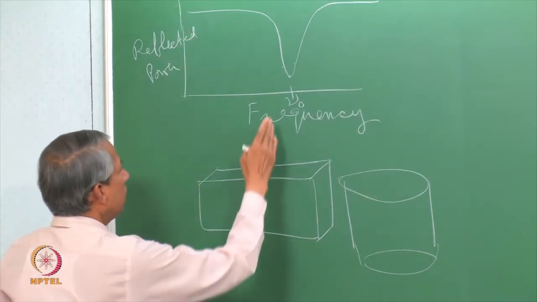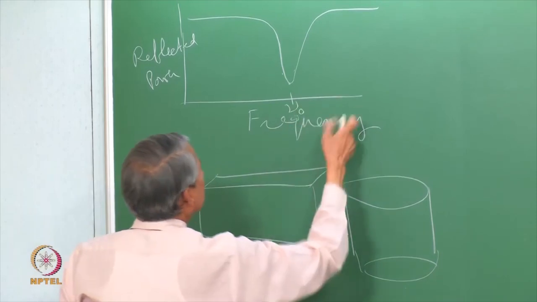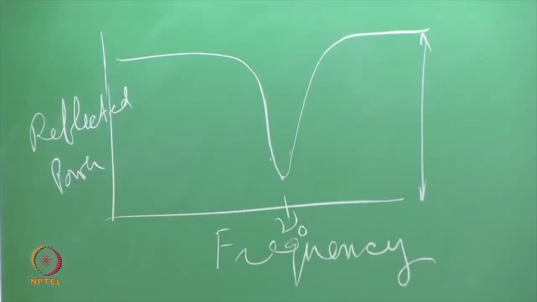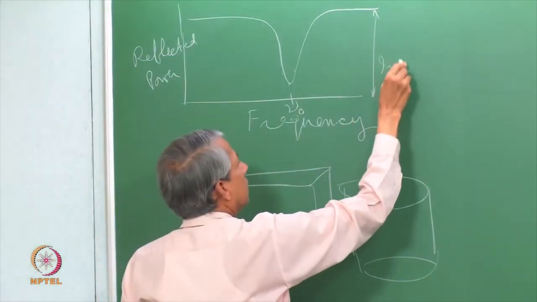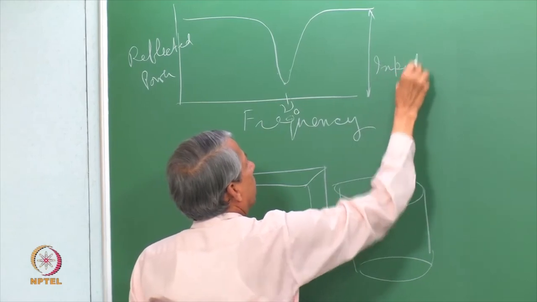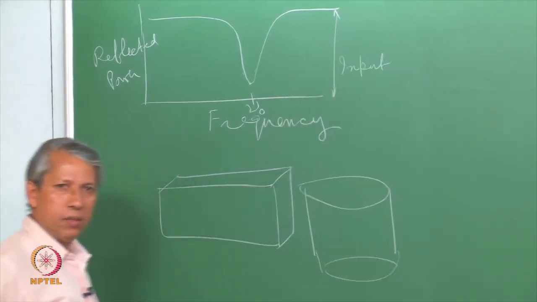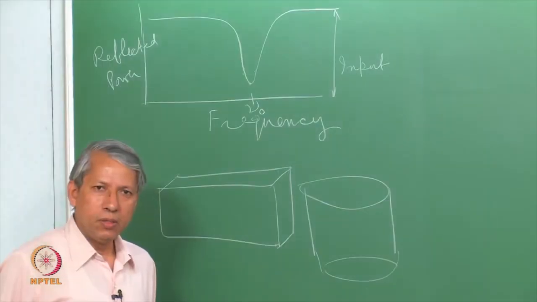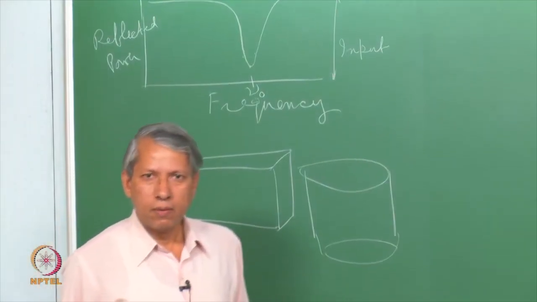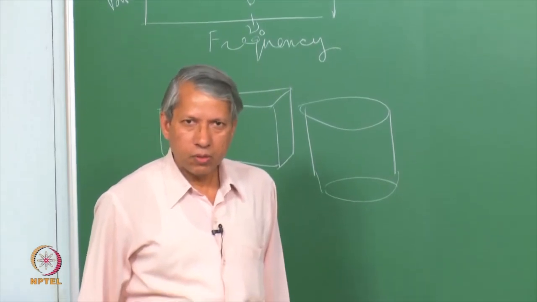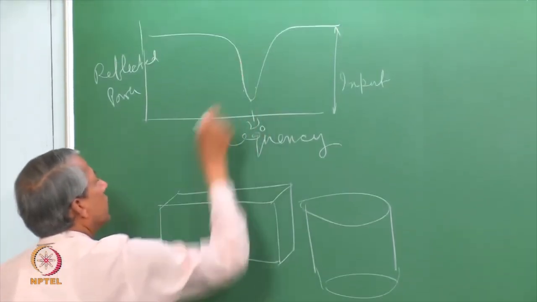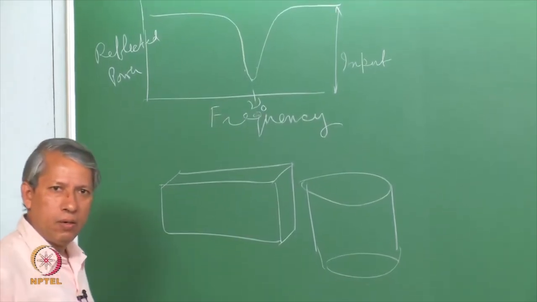So, when the microwave frequency is very far from the cavity resonance frequency, the power that is reflected will be totally the input power that goes inside. So, this is the input power, totally power gets reflected. Here, the quality of the cavity, or how well it stores the microwave inside it without reflection, is measured in terms of the narrowness of this profile.